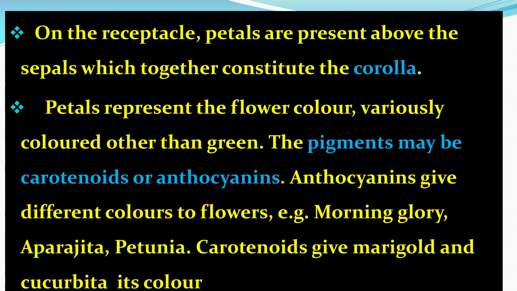So, the color of the petals is because of either carotenoids or anthocyanins of different colors, and we will see morning glory, Ophragita, Petunia, they have anthocyanin in them, and that pigment is a water soluble pigment present in the vacuoles of the petals.